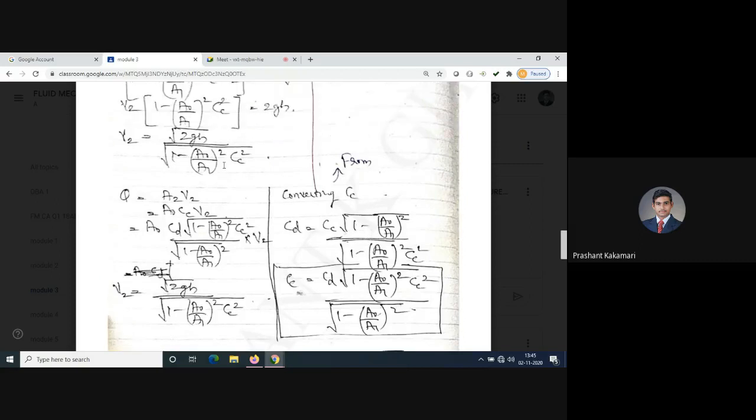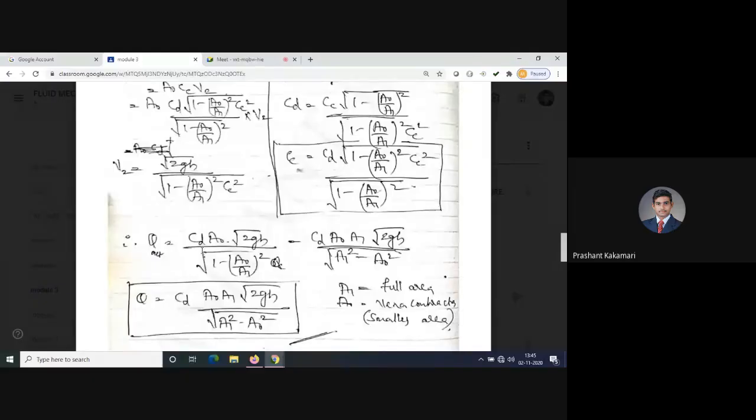And V2, from the earlier equation we found out, is square root of 2gh by square root of 1 minus (A0 by A1) whole square Cc square. If you substitute, we can cancel some of the terms. So what all things can we cancel? Cd into A0 square root of 2gh divided by square root of 1 minus (A0 by A1) whole square. So I have cancelled here Cc square. Okay, Cc square is cancelled. Then A0 is also cancelled.